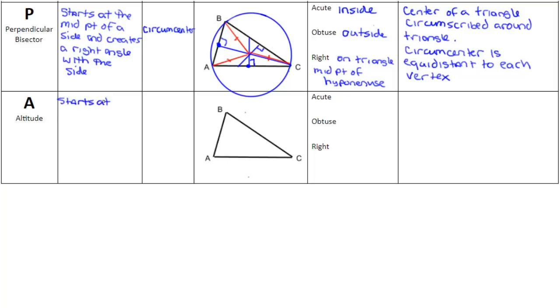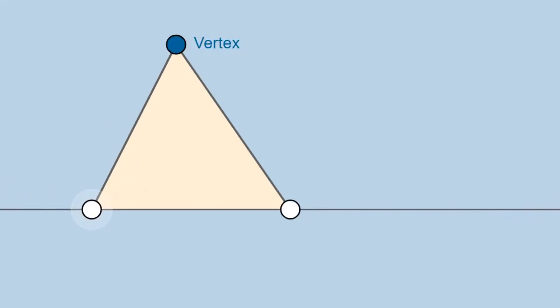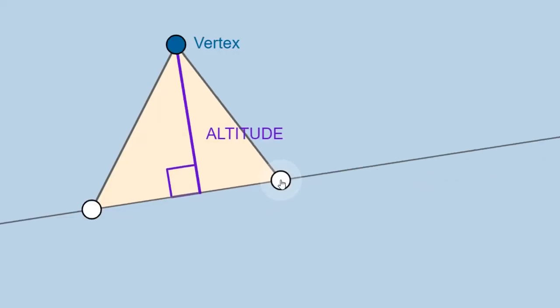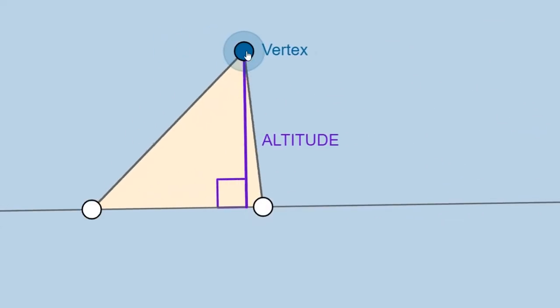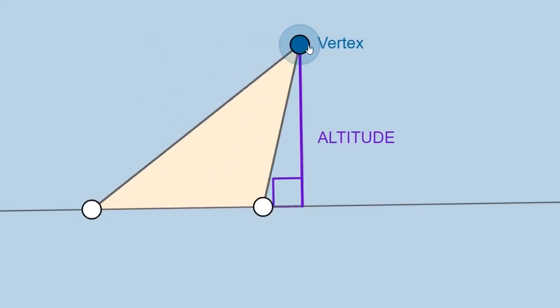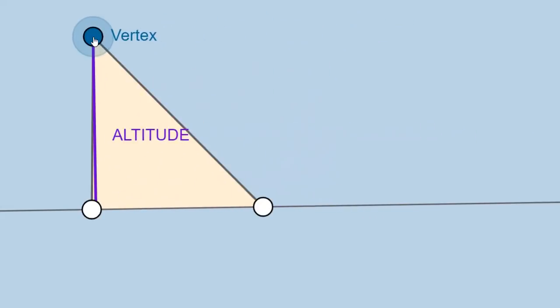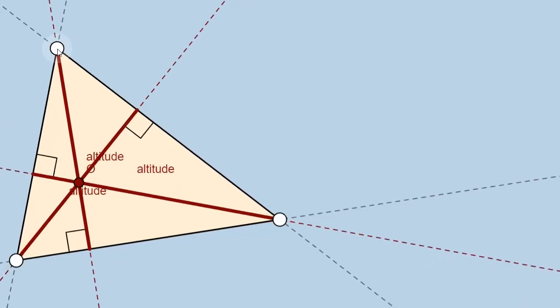All right, so the last one, it's an altitude. An altitude starts at a vertex and then it makes a right angle at the opposite side in a triangle. I'm sure you've heard the word altitude when we talk about the height. When altitudes meet, they create an orthocenter. So remember, altitude is the height of a triangle, goes from the vertex and it creates a right angle. Now what's interesting about an altitude is it sometimes is outside the triangle. So if it's obtuse, it's going to be outside.